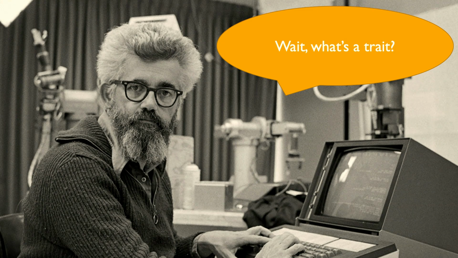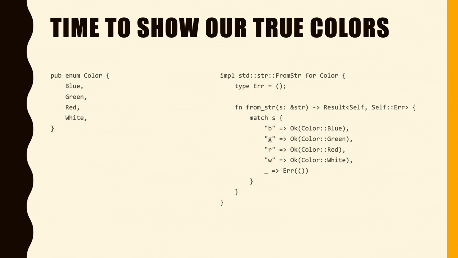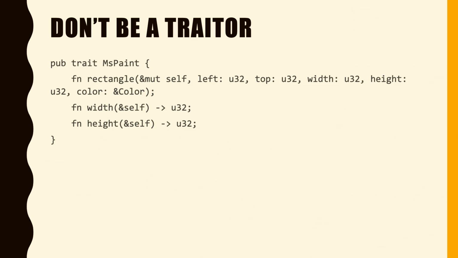What's a trait? Yeah, that's a good question. At first glance, a trait is like a Java interface. Here we implement the standard From trait on our color type, and based on that we can magically parse strings into colors. Oftentimes, as in our case earlier, Rust can just infer the desired type. But traits are actually much more powerful than interfaces.